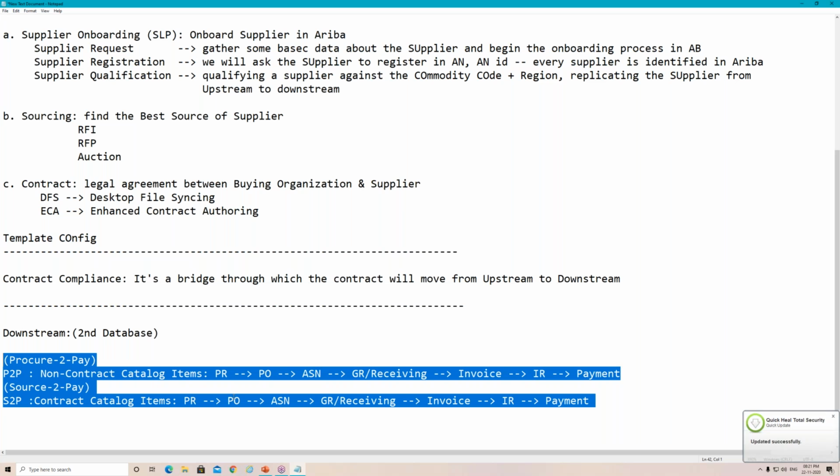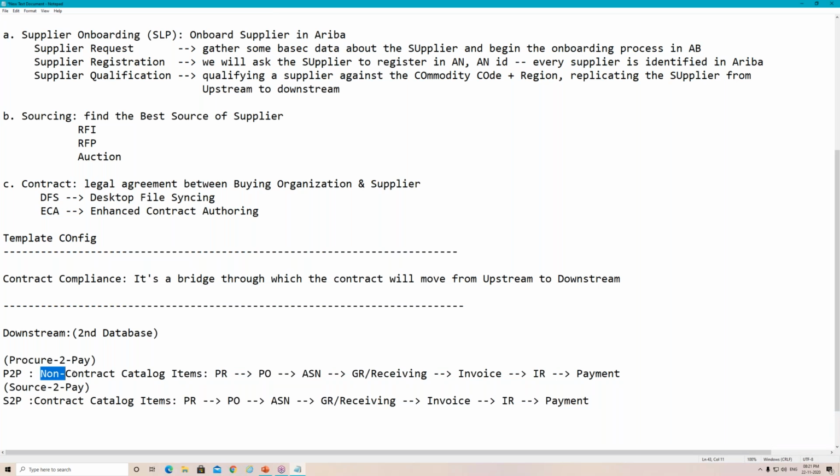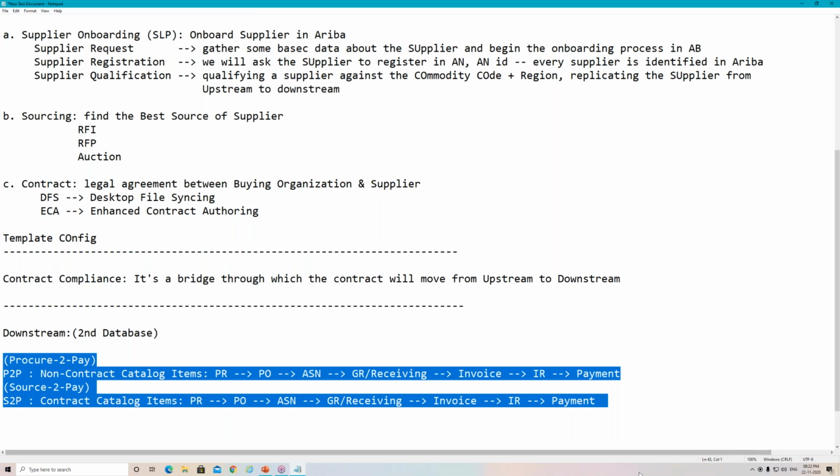Acha, so what are we going to do? The answer is very simple. Non-contract catalog item means what? It is directly loaded in the catalog section. It will never have a contract ID. But on the other hand, if you look at the contract catalog items, these are contracts which are moved from upstream to downstream with the help of contract compliance. That means it will have a contract ID. So that's the major difference.